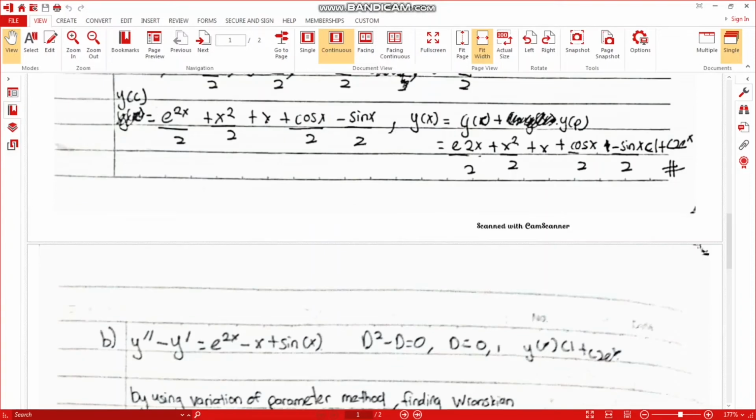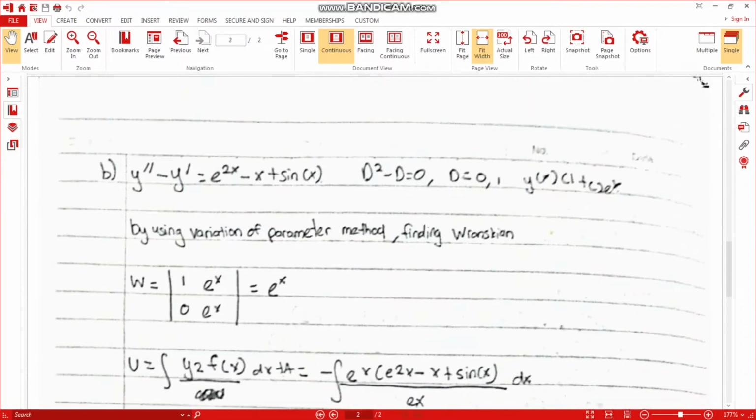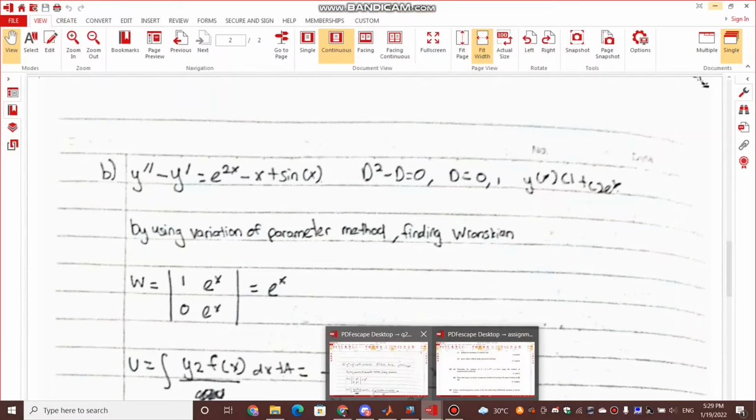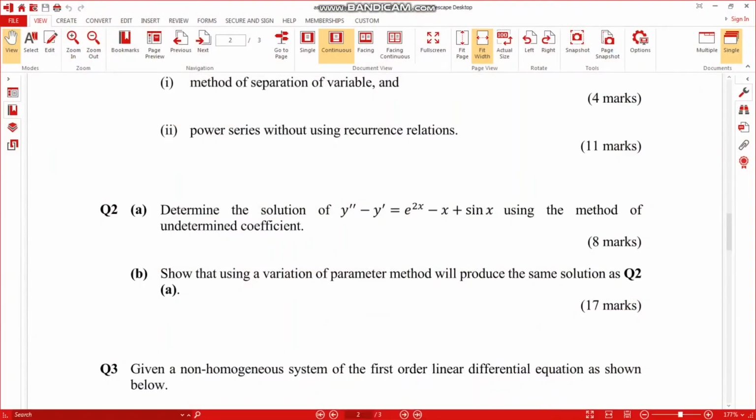So the second question is asked for a variation of parameter that will produce the same solution as the question 2a.